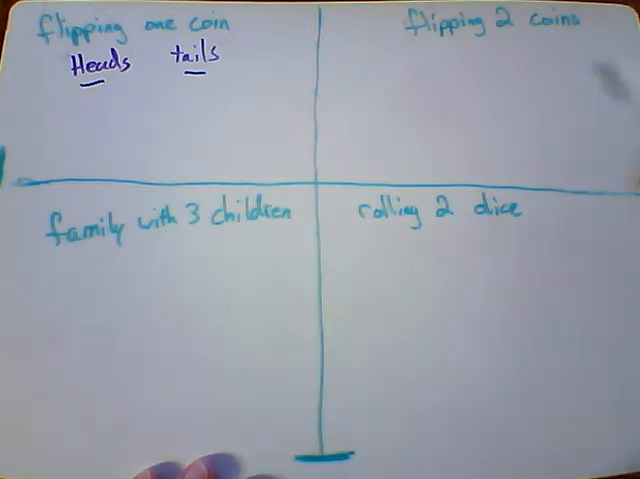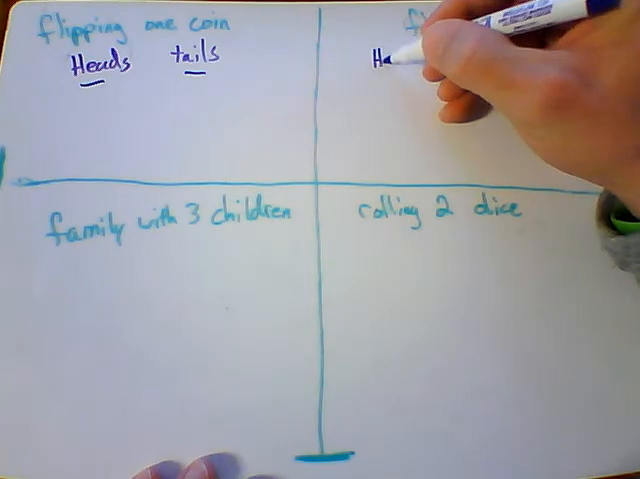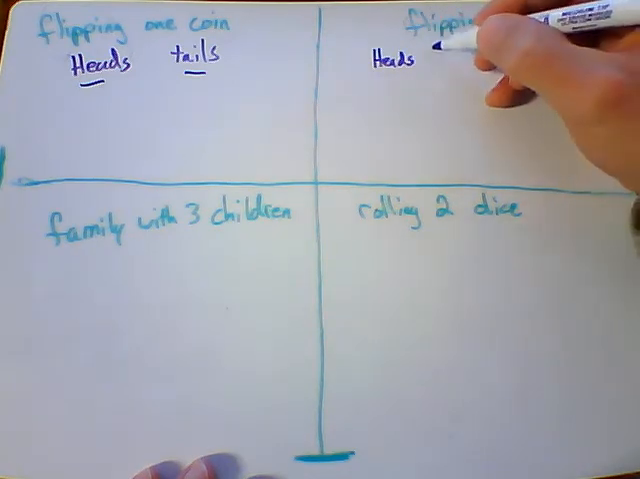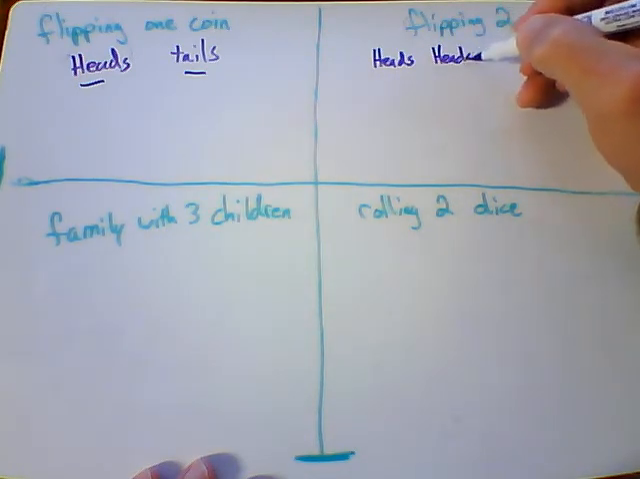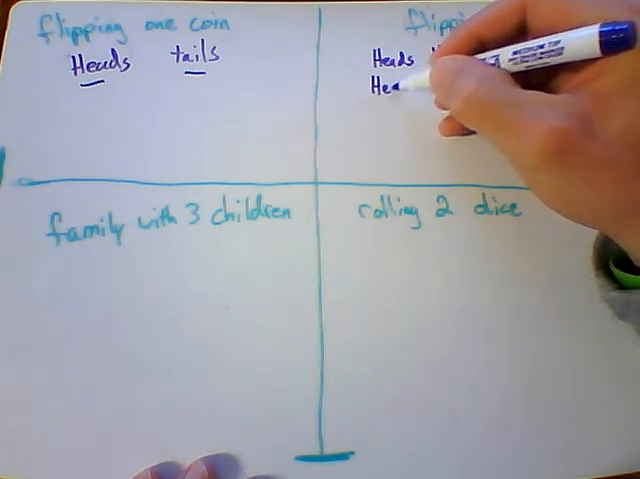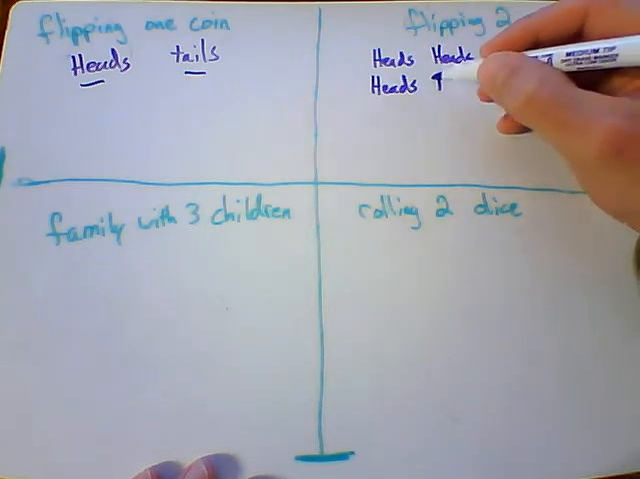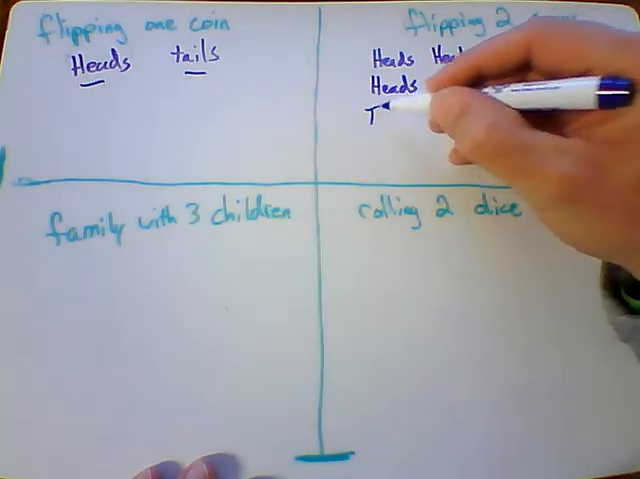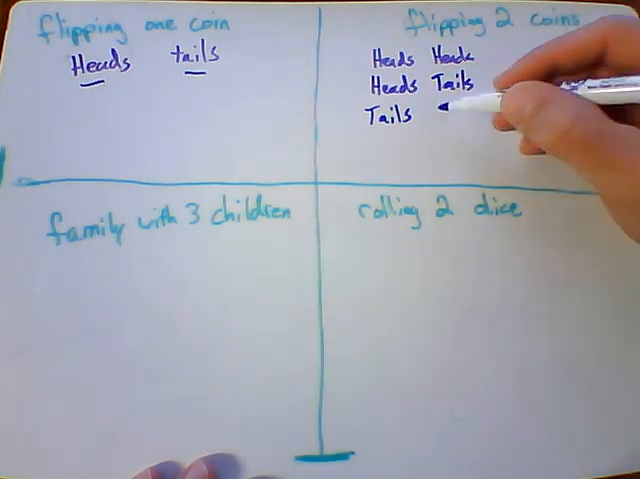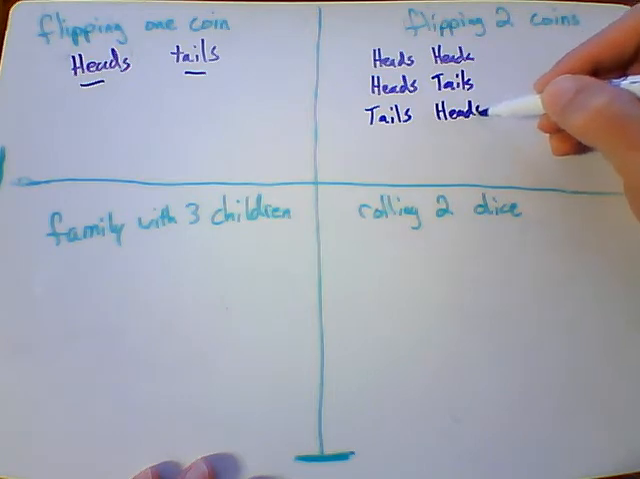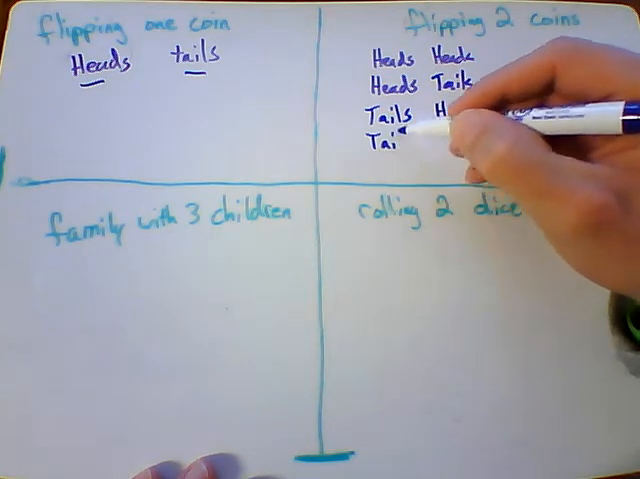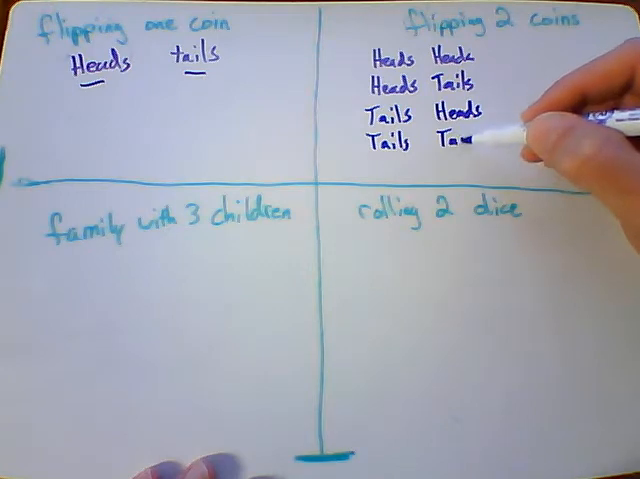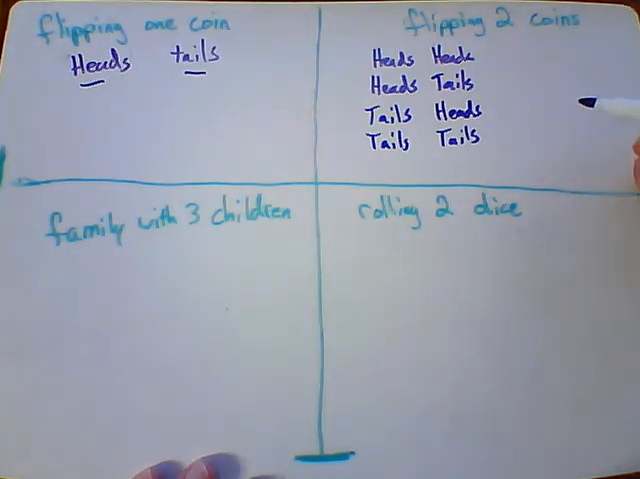So if I'm flipping two coins, I could have had heads the first time and then heads again. I could have had heads the first time and then tails. Right? That's something different. I could have had tails the first time and then I could have gotten heads. Or I could have had tails the first time and then tails the second time. And that's it. Now, also know that you can use your counting skills, and that'll make it easier.